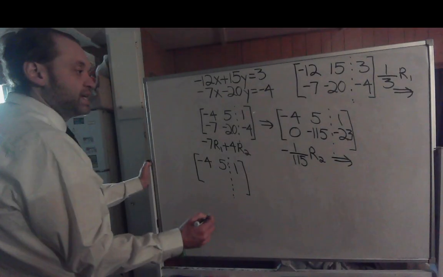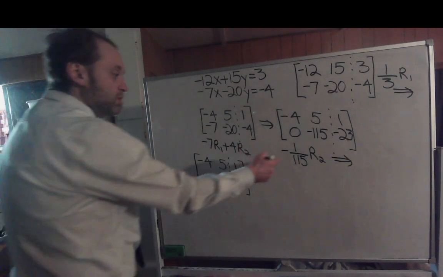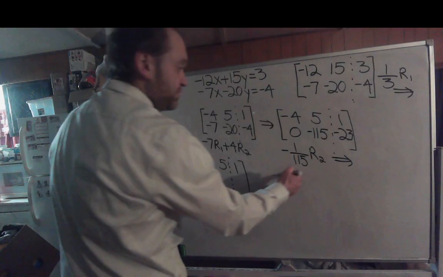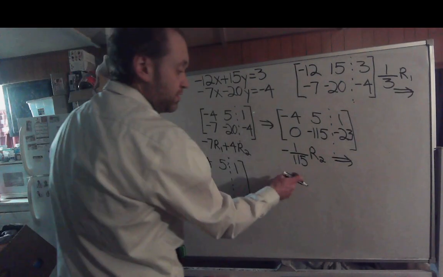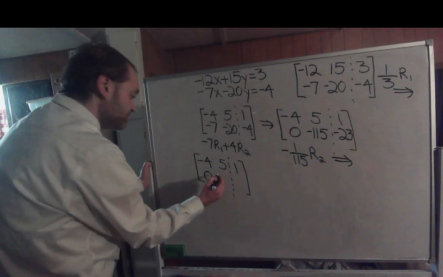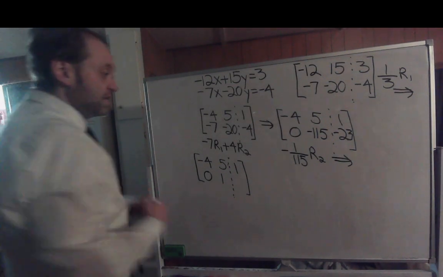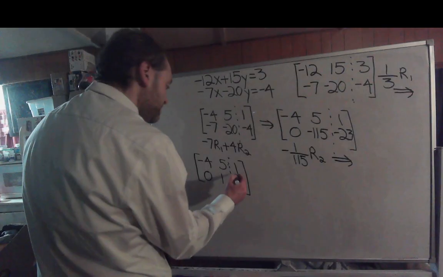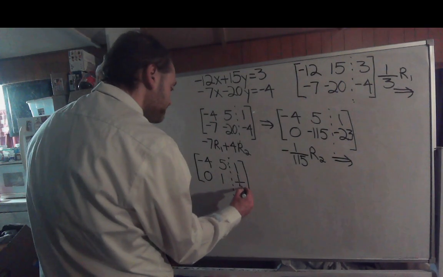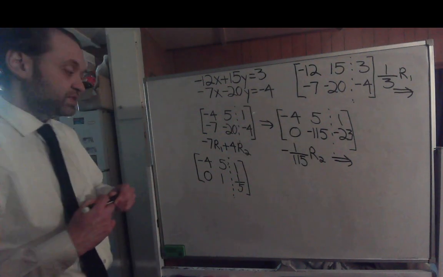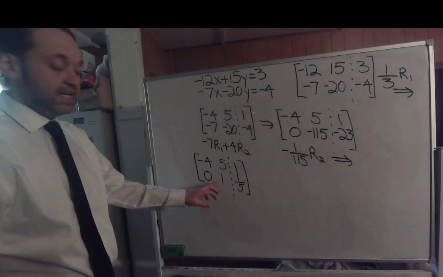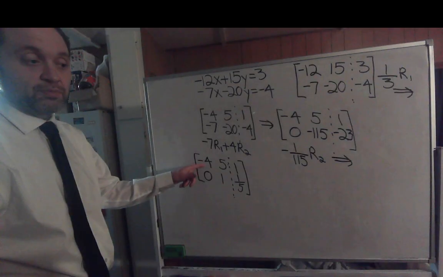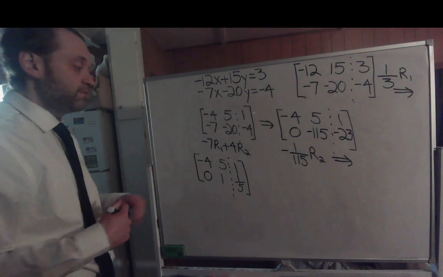Go ahead now, take negative 1/115 of the second row, so negative 1/115 times 0 is still 0. Negative 1 over 115 times negative 115 is positive 1. Negative 1/115 times negative 23, that's actually going to be positive 1/5. So now the leading digit in the second row is a 1. Well, we simply need the leading digit in the first row to be a positive 1. Then we have it in row echelon form.